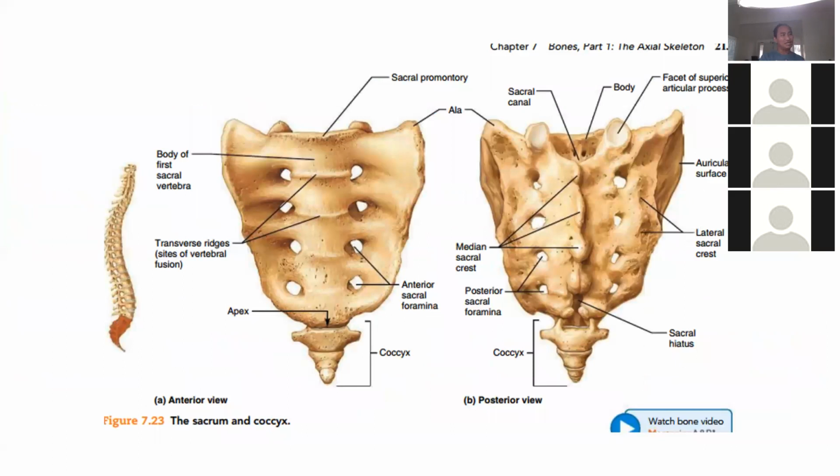The sacrum is 5 pieces of bone fused together: 1, 2, 3, 4, 5. Five sacral bones fused together, and their apertures are slightly different. These apertures are called sacral foramina.